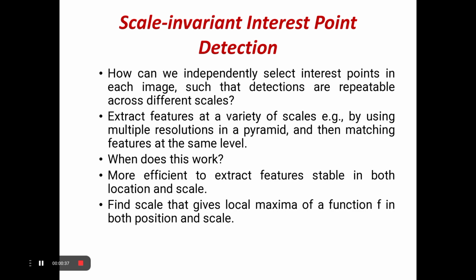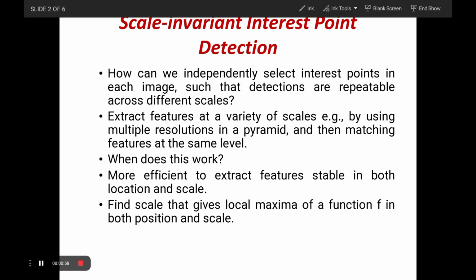So generally, scale invariant interest point detection. Basically, in the last video we discussed the SIFT algorithm, scale invariant feature detection. That is also one of the most important applications for finding the feature points in the image. So here let us see one by one. How can we independently select the interesting points in each image? Suppose you want to identify some of the feature points in the image, how is it possible?